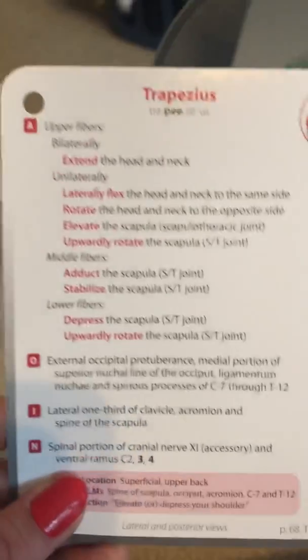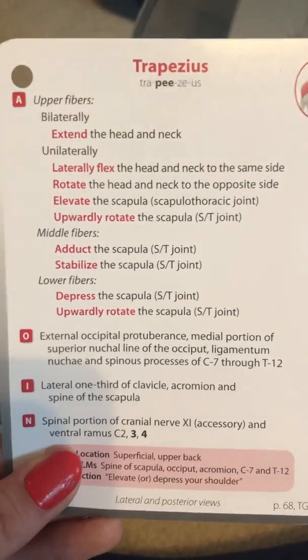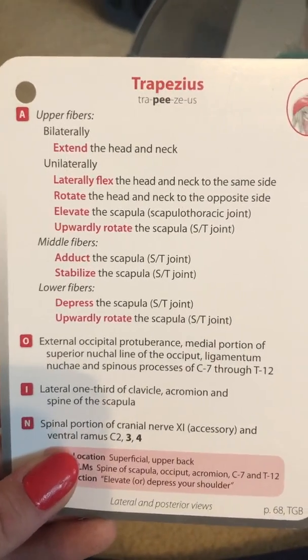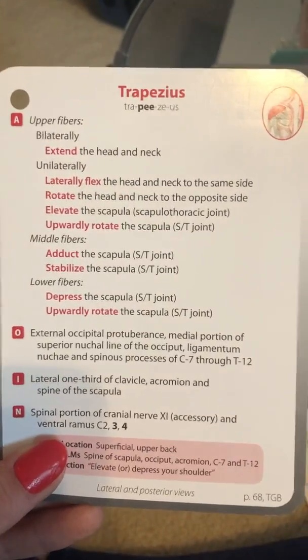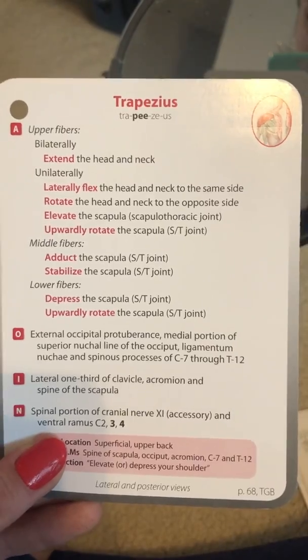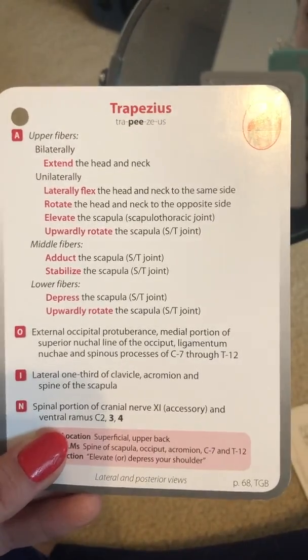Trapezius. Upper fibers bilaterally extend head and neck. Unilaterally, laterally flex head and neck to the same side. Rotate the head and neck to opposite side. Elevate the scapula. Upwardly rotate the scapula.